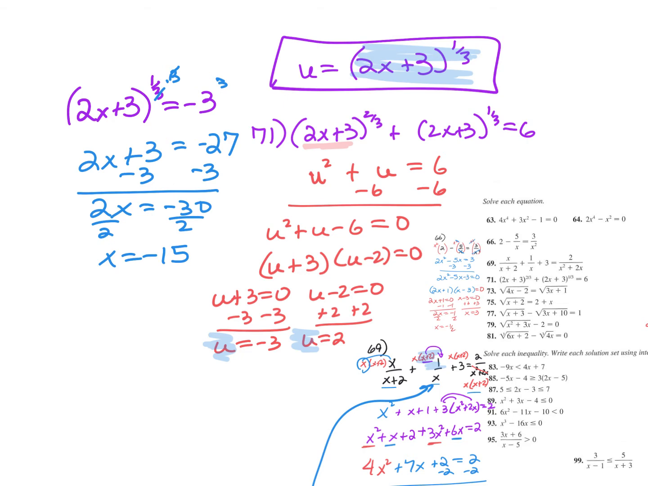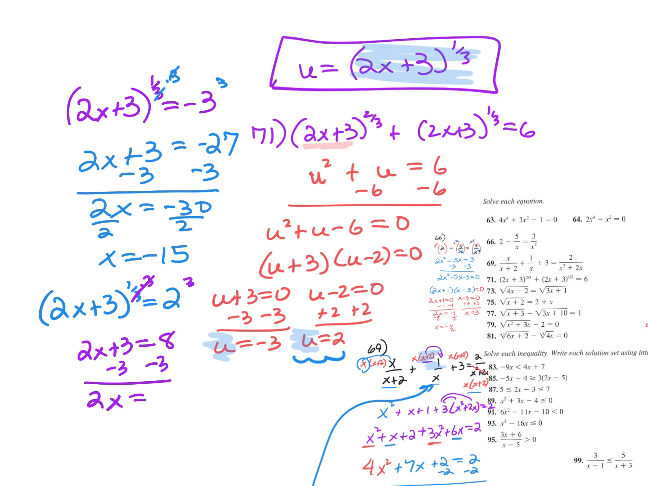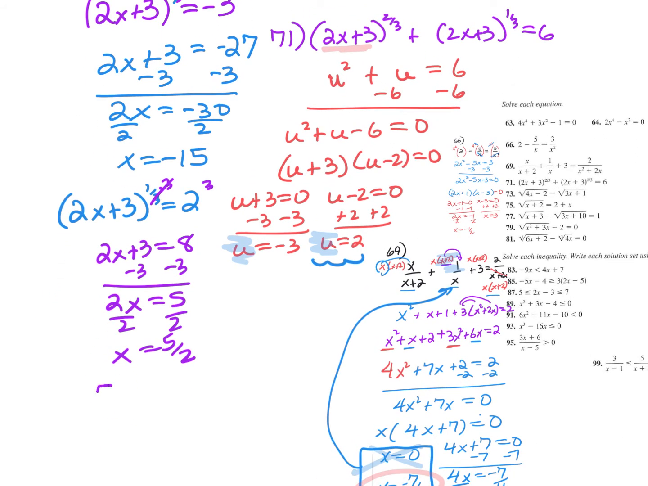Next, what I need to do is do the same thing, but now I'm using the +2. So the next one, 2x plus 3 raised to the 1/3 power equals +2 now. Again, raise both sides to the 3rd power to clear that fraction exponent. And then you're left with 2x plus 3 equals 8, because 2 to the 3rd power is 8. Subtract 3. 2x equals 5. Divide by 2. And x equals 5/2. So your two answers are 5/2 and -15.